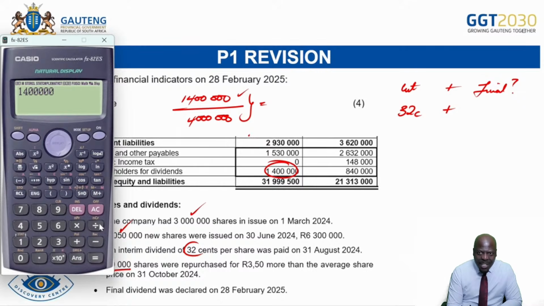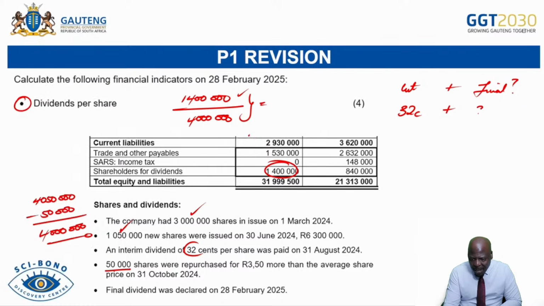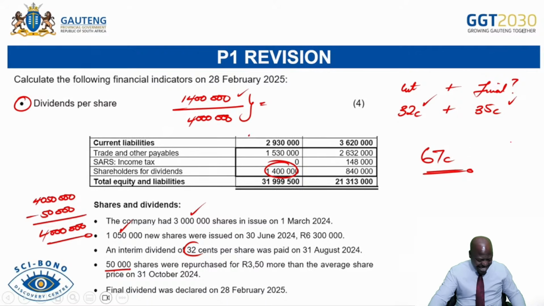1.4, and then we divide now by 4 million. How many zeros? 1, 2, 3, 1, 2, 3, 6. And then we end up with 35 cents. So it becomes 35 cents. And then eventually you end up with 67 cents: 32 plus 35 is equal to 67 cents.